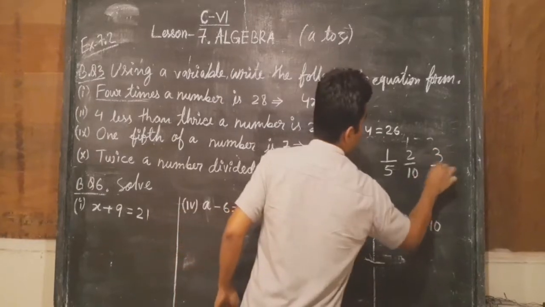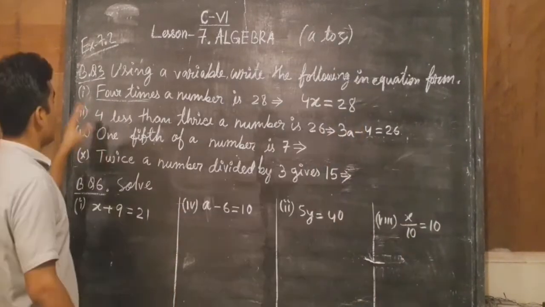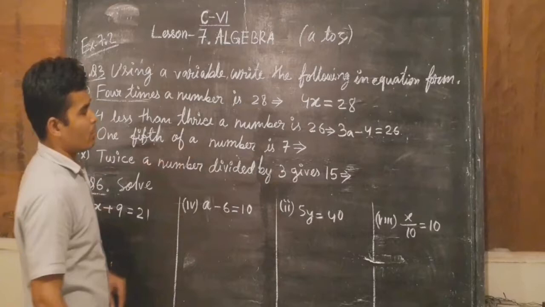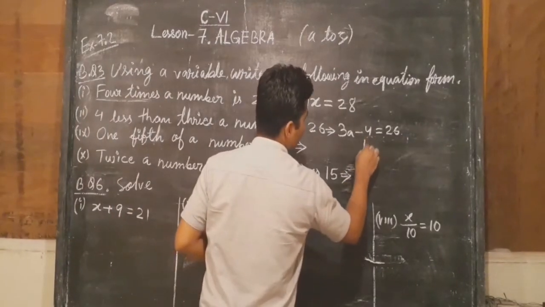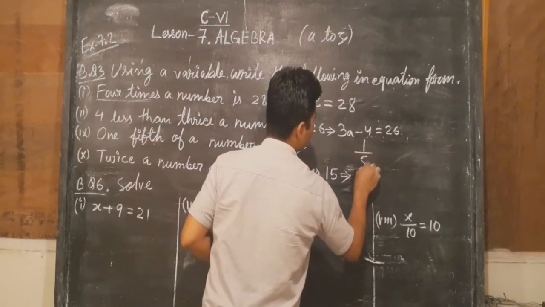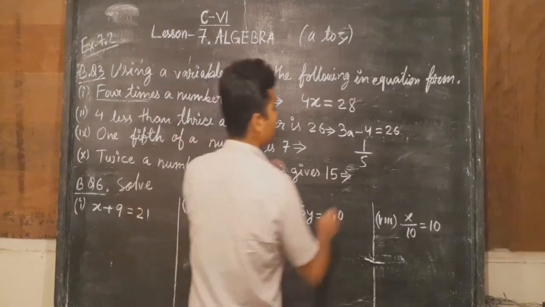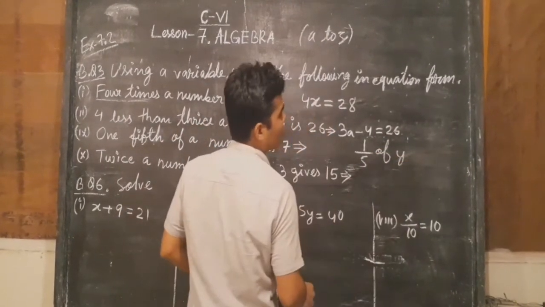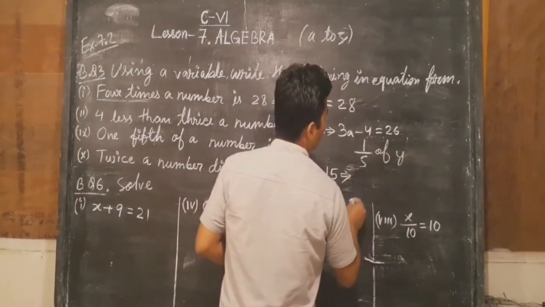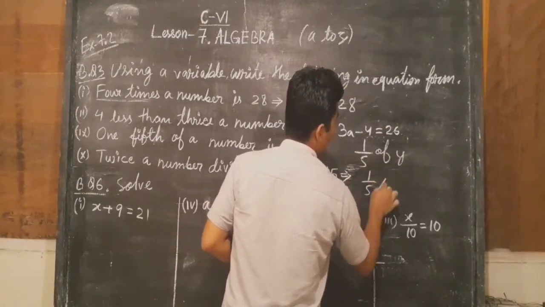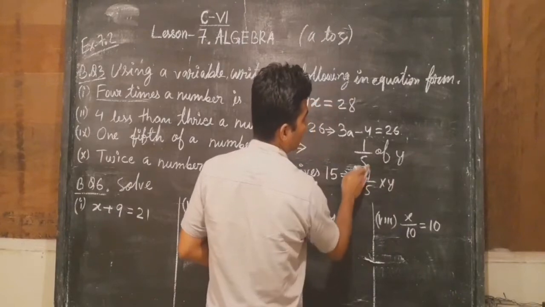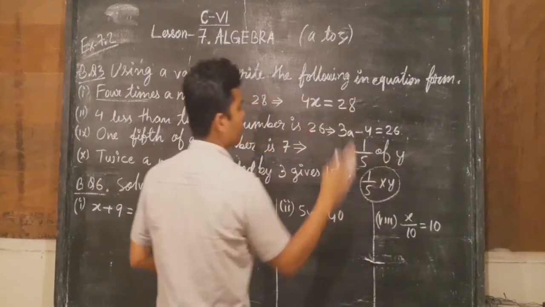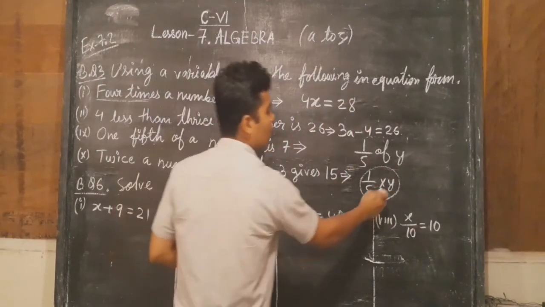Or if it is 3 by 5, we can say 3/5 like this. Now, 1/5 of a number. I don't know what the number is. First I can write 1/5 like this: 1/5 of a number. Suppose the number is y. So what we have is 1 by 5 into y. We can write this as 1/5 of the number y.